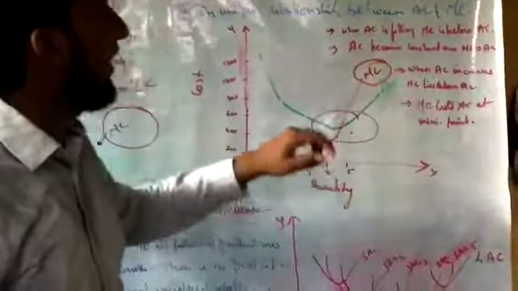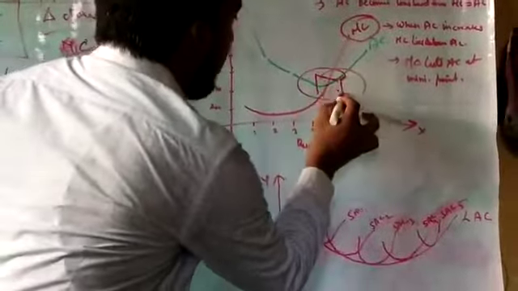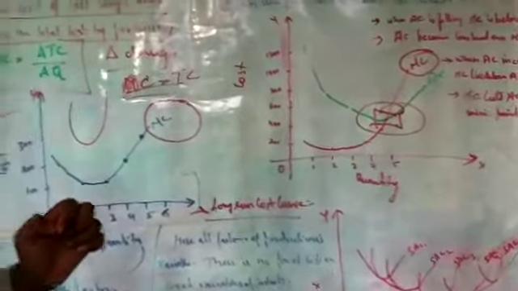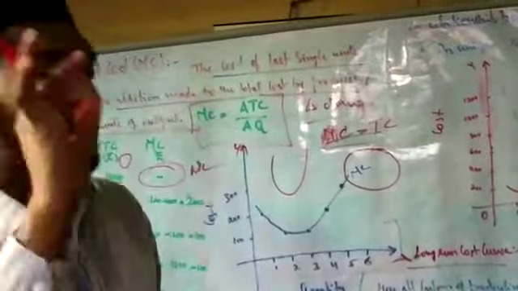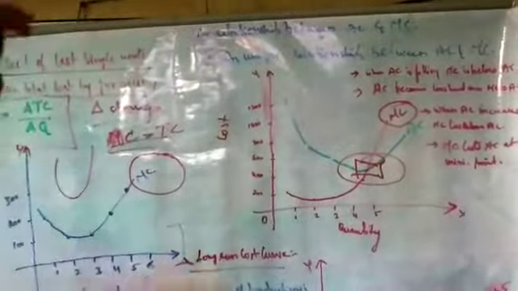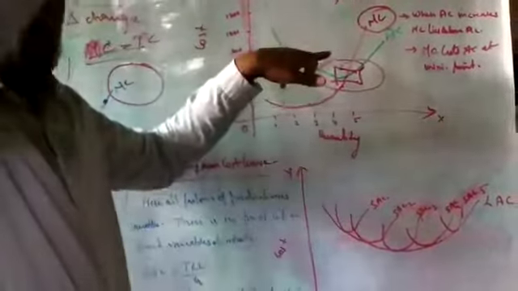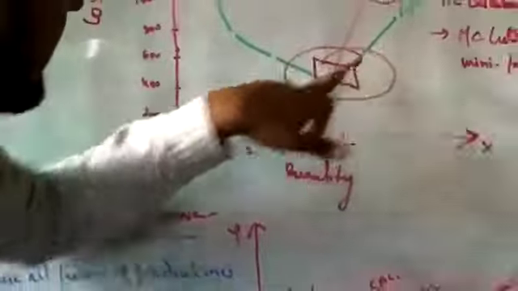When AC becomes constant, then MC is equal to AC. Then what happened? AC and MC meet, and when they meet, it becomes constant. Both MC and AC will become equal. Next, what happened? AC increases and MC also increases. When AC increases, MC goes up.